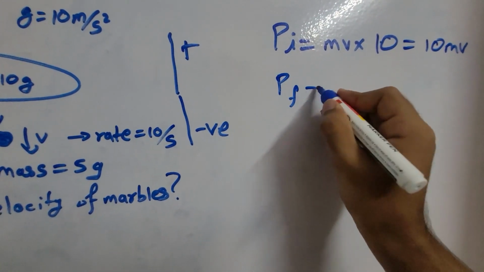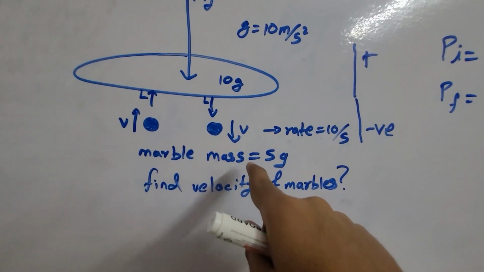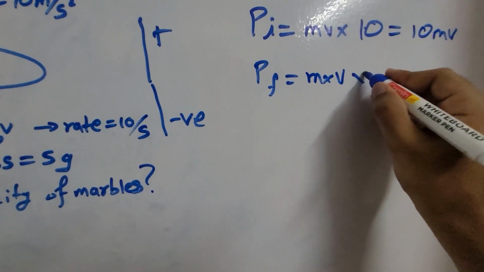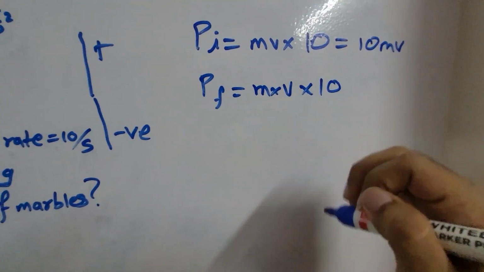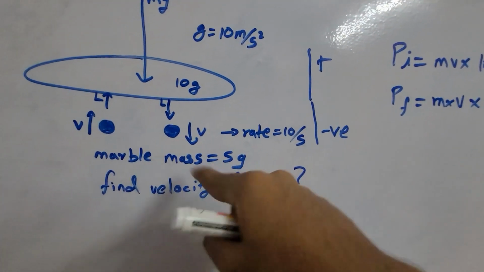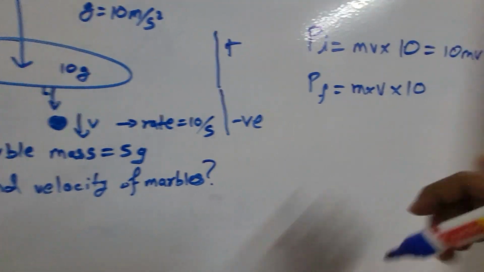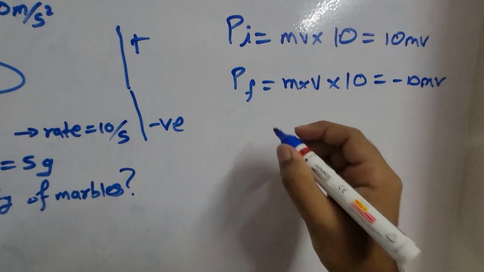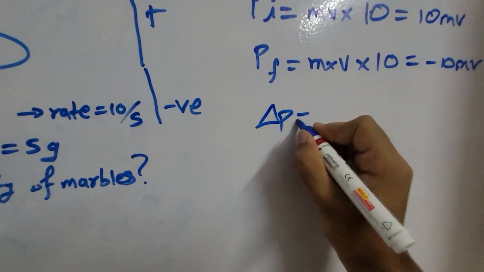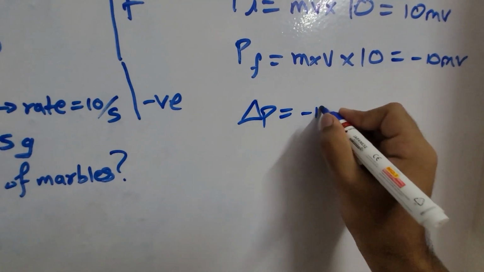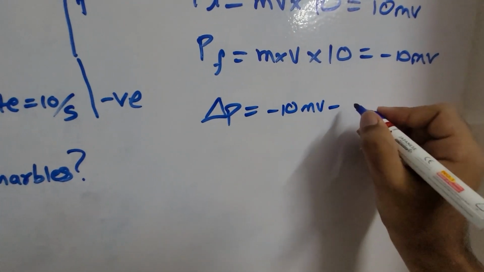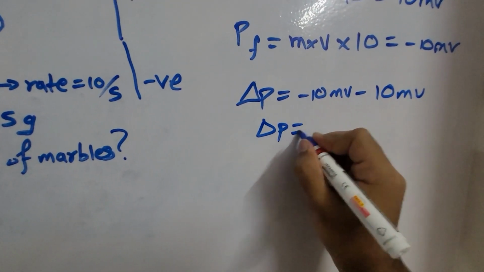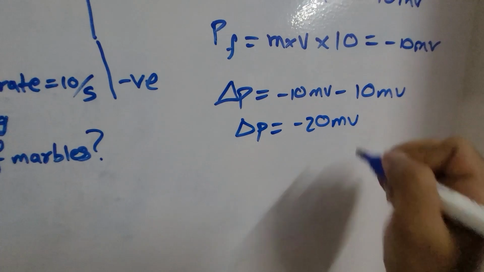Let's calculate the final momentum. That will also be mass times velocity, which is m times v, times the number of marbles, which is 10. But finally the marbles are going in the downward direction, so the momentum will be minus 10 mv. Now let's calculate the change in momentum, delta p, which is equal to final momentum, minus 10 mv, minus the initial momentum, which is also 10 mv. So the change in momentum is minus 20 mv.